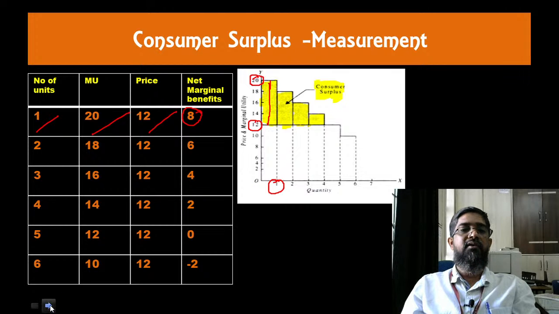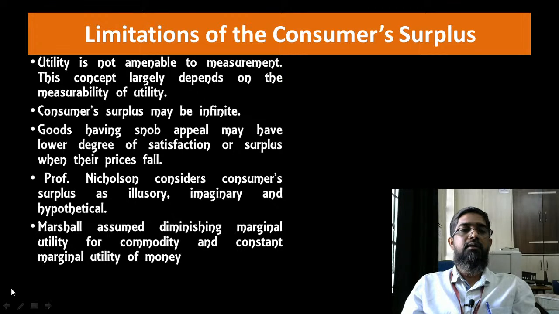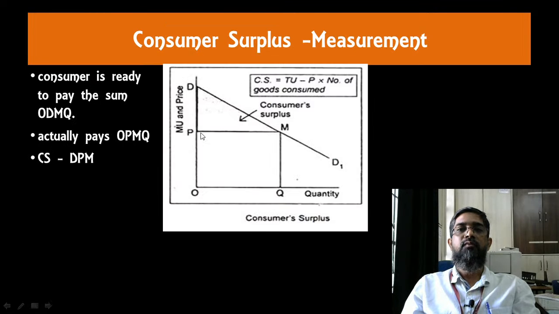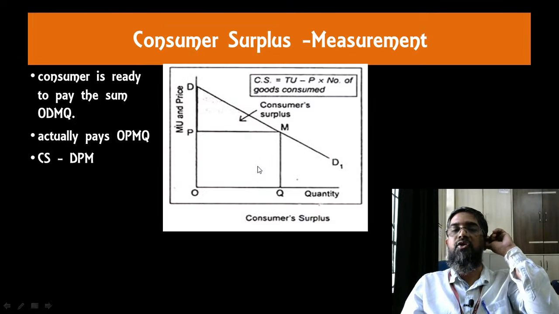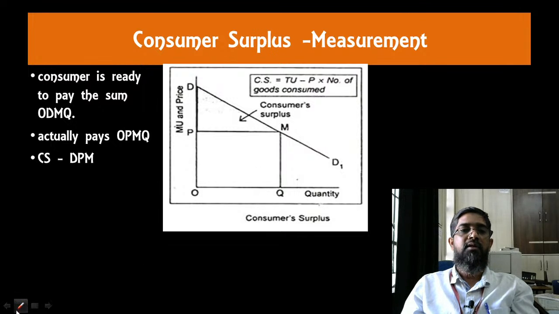Okay. Now moving on to the next slide, that is, how you can measure the consumer surplus with the help of this demand curve. Look here carefully. This is our demand line D1. This is demand, and you are purchasing this quantity Q. And what is the price? The price is P, that is OP. OP is the price, OQ is the quantity.